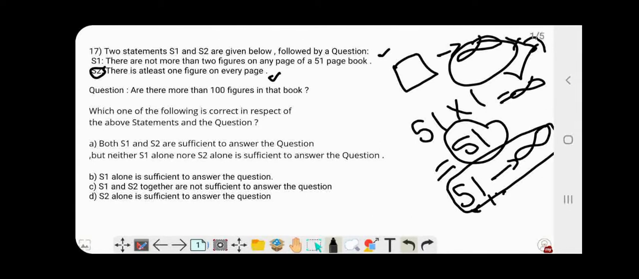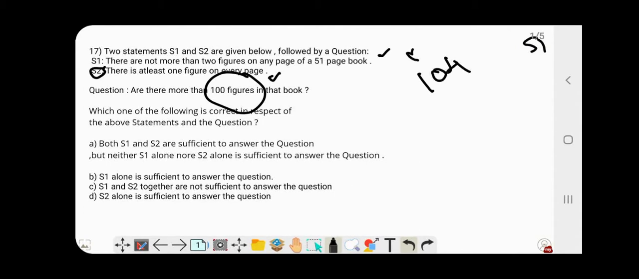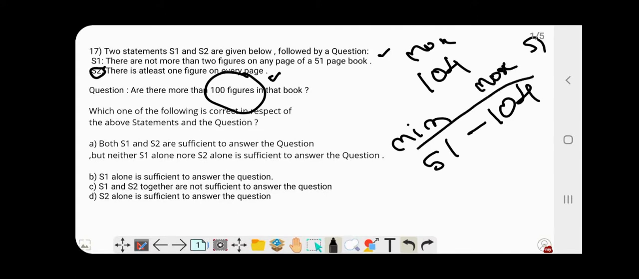So again, this is not enough for us to answer the question whether there are more than 100 figures. Okay, so now let's take these two statements as a combination, S1 and S2. S1 says that there are not more than two figures, so the maximum we derived was 104. And the minimum is 51 into 1, at least one figure in every page. So we now know that there are 51 to 104 figures in the entire book, right?